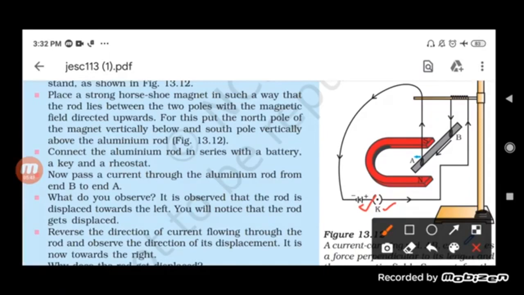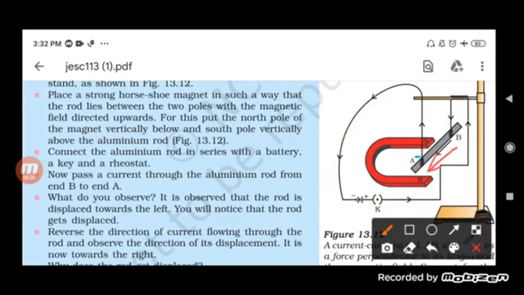When we pass a current through the aluminium rod from B to A, how will the current flow, students? You know that the current always flows from positive to negative. So current starts flowing from here, as you can see in the arrow itself. Then the current reaches B and then reaches A. What do you observe? It is observed that the rod is displaced towards the left side. As the current flows from this end to the other end, the rod gets displaced towards the left side, like this.